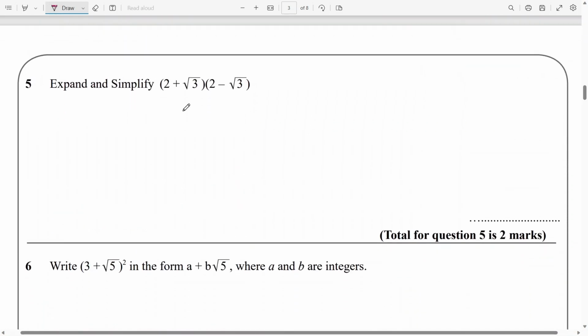And for this, we need to expand and simplify. Well, I look at this, I know this is going to be a difference of 2 squares. So this is going to be 2 squared minus root 3 squared. So 2 squared is 4, and root 3 squared is 3, and this is going to be 1.